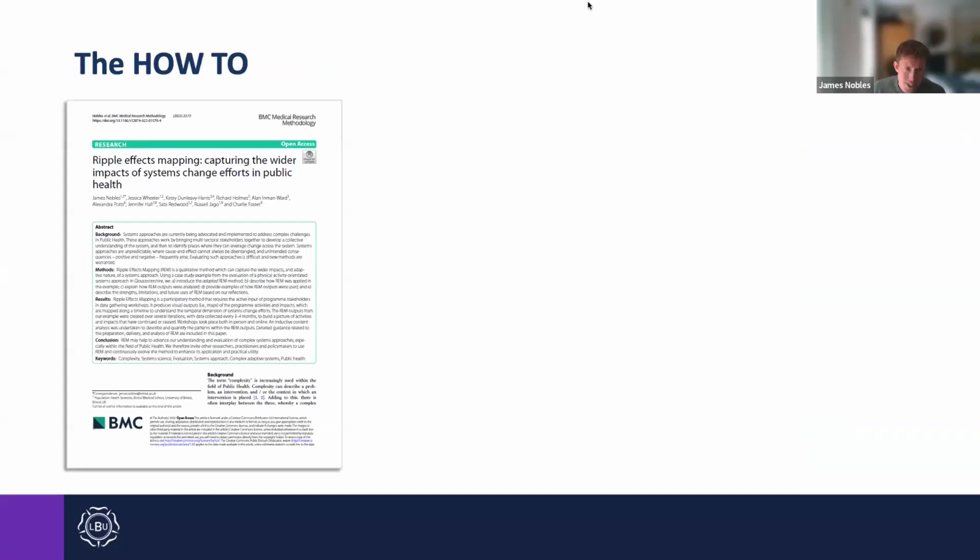I don't have time today to go through the ins and outs of how to use ripple effects mapping, but within that paper there's a really nice overview, right from planning the workshops through to the analysis of the data. It's all included within that paper.